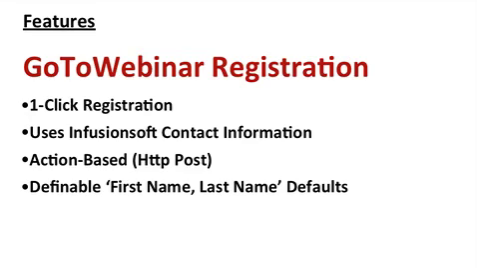It is, again, action-based, HTTP post based, and we tested it with up to 10,000 registrations. Absolutely fine, absolutely no problem. So very reliable, very fast. You can actually define a default first name and last name parameter. You might be aware or might not be aware that GoToWebinar requires 3 parameters for registration: first name, last name, and email address, not just email, but we can actually predefine first name and last name parameters should they not be available in your Infusion record.